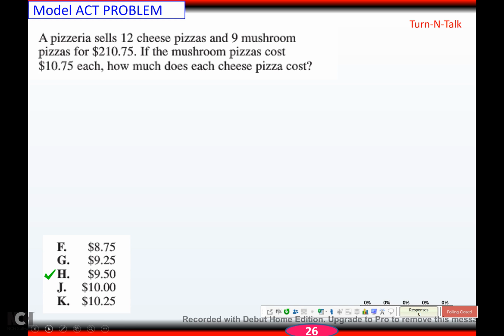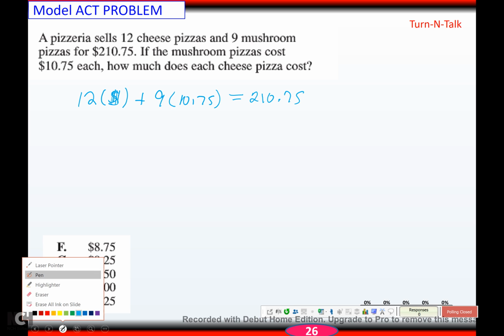And hopefully you got H. A pizzeria sells 12 cheese pizzas and 9 mushroom pizzas for $210.75. If the mushroom pizzas cost $10.75 each, how much does each cheese pizza cost? All right, well, we're selling 12 cheese pizzas for so much money a piece. I don't know yet. And we're selling 9 mushroom pizzas that we know are sold for $10.75 each. And we know that whatever that did, it added up to $210.75. Well, if I could figure out what this dollar sign is, I'd know what a cheese pizza costs. So get the dollar sign alone.